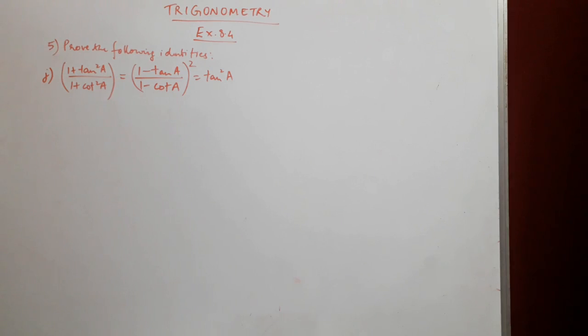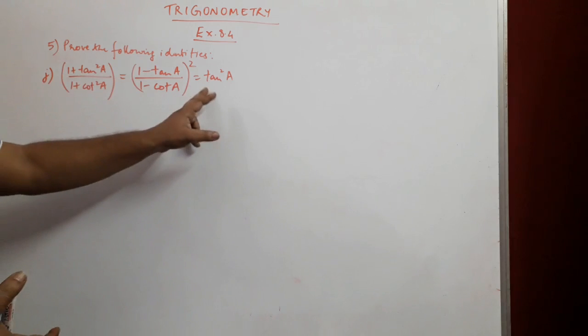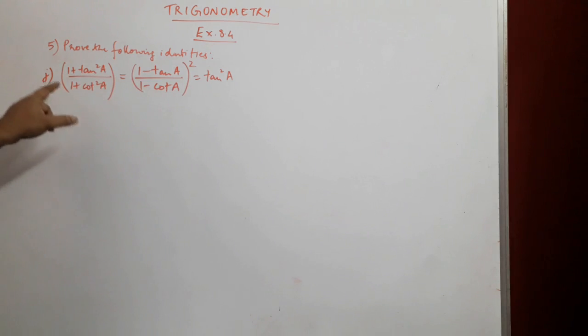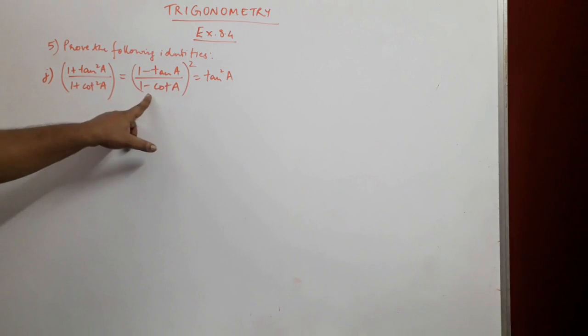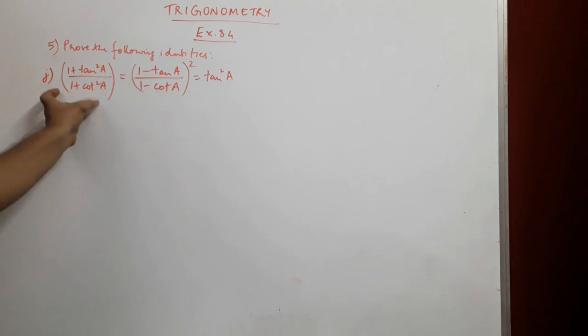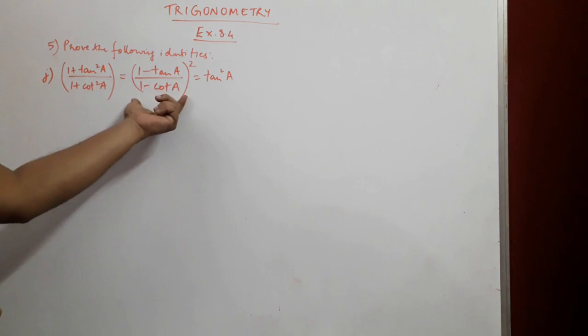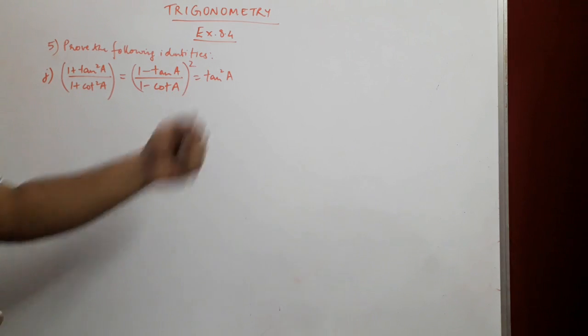The final problem of this particular exercise and also of this chapter is we need to prove (1 plus tan square a) upon (1 plus cot square a) equal to (1 minus tan a) whole square upon (1 minus cot a) whole square, and that needs to be proved equal to tan square a. So actually we need to prove these equal to each other, and to do so we need to prove this one equal to tan square a and this also equal to tan square a.